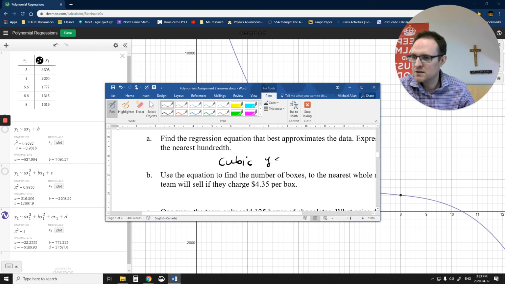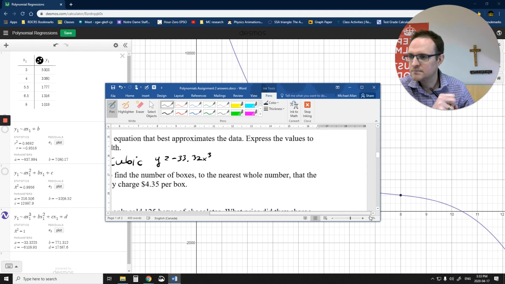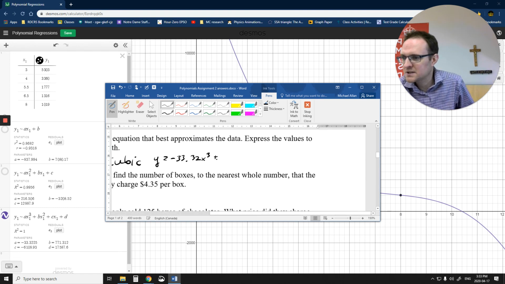So my equation, ax cubed, so that is, I want to round this to the nearest hundredth, negative 33.32x cubed. And then I want to go plus bx squared, so my b here is 771.31x squared. Okay, this is a really ugly equation. Plus cx, my c is a negative number, plus d.